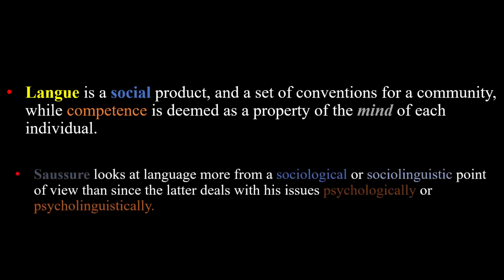So now we're talking about the distinction between two schools. Saussure looks at language more from a sociological or sociolinguistic point of view, since the latter deals with these issues psychologically or psycholinguistically. So there are two different schools. But now, after 100 years, people come back and talk about language and society, like William Labov, Habermas, and all the linguists, the living legends and those who passed away. Meanwhile, those who agree with Chomsky see that language is just about competence and performance.